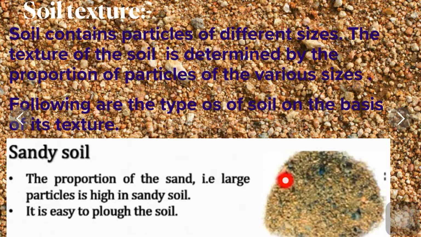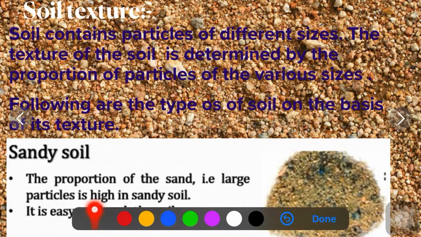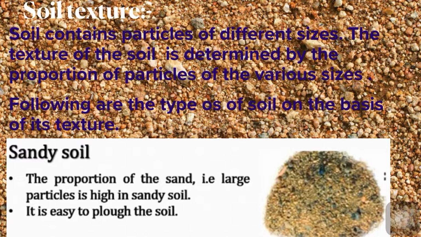Water drains rapidly through sandy soil. It is easy to plough this soil, but it is less fertile. This is because the particles of the sandy soil are made up of the mineral called silicon dioxide. These particles do not dissolve in water and therefore the soil has very little capacity to supply nutrients. That is why it is less fertile, but it is easy to plough. Water drains rapidly in sandy soil.